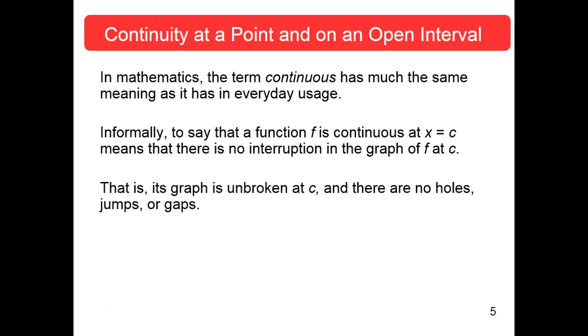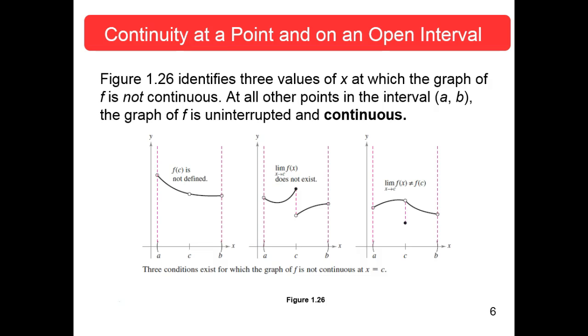Informally, to say that a function is continuous at c, at some value x equals c, means there is no interruption of the graph at f of c. As f is going along here and approaching c, it continues just like you would expect it to. That means it's continuous at c. That is, the graph is unbroken at c, no holes, no jumps, no gaps. Okay? Well, I'll explain what we mean by that.